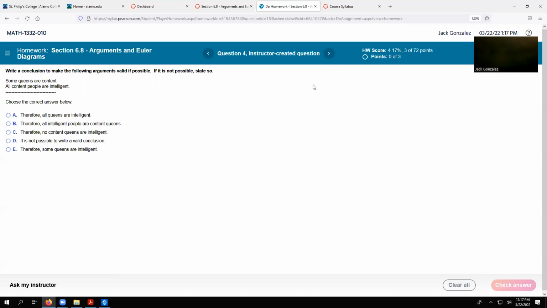On this one, it says some queens are content. All content people are intelligent. Choose the correct answer below. Therefore, all queens are intelligent. Is that statement true? Using this information here, does that make logical sense? Yeah, it's just some of them, right, that are content.